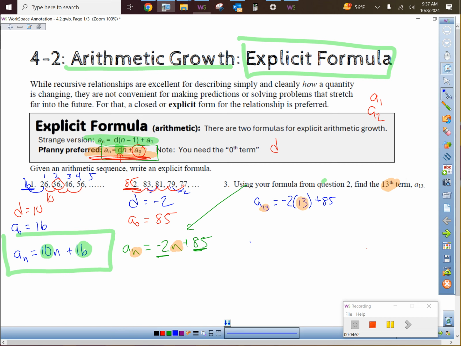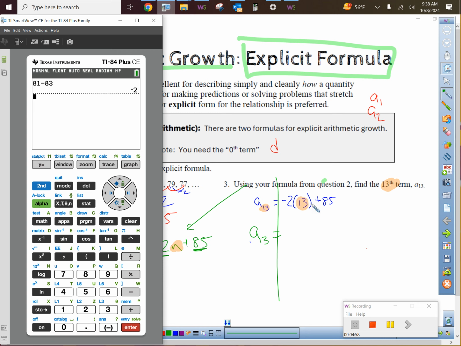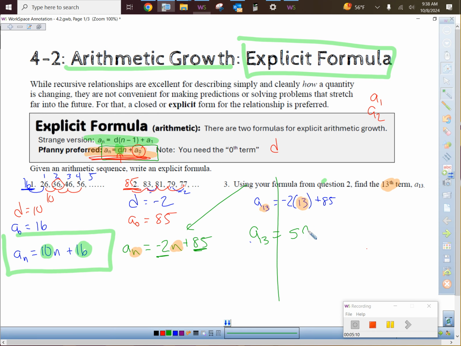The part that you need to concern yourself with is the stuff on the right side. This a sub 13 is just going to come down, and we're just going to punch that in our calculator. Negative 2 times 13 plus 85. Do you see how that's literally what I wrote down? I just punch it in, and I will put 59 on that. And this is weird math language that says the 13th term, that's what a sub 13 means, the 13th term is 59. Cool? So it's just basic: substitute the number in for n.